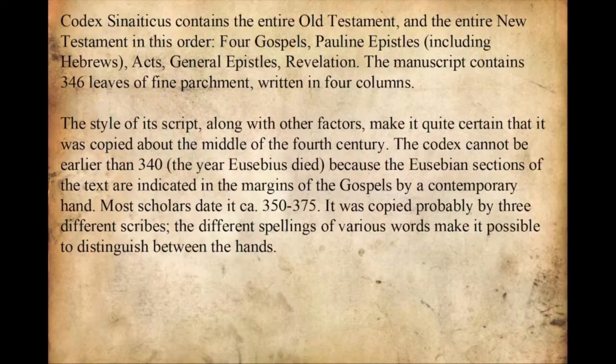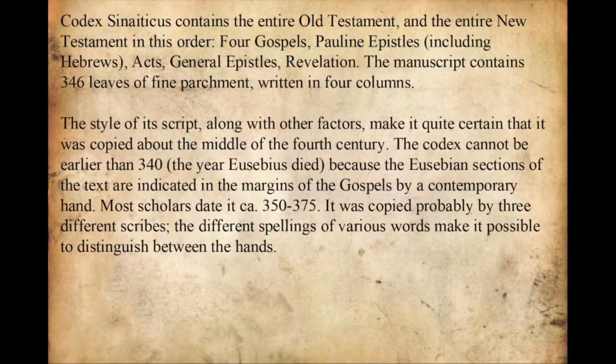The manuscript contains 346 leaves of fine parchment written in four columns. The style of its script, along with other factors, make it quite certain that it was copied about the middle of the 4th century. The codex cannot be earlier than 340, the year Eusebius died, because the Eusebian sections of the text are indicated in the margins of the Gospels by a contemporary hand. Most scholars date it 350 to 375 AD.